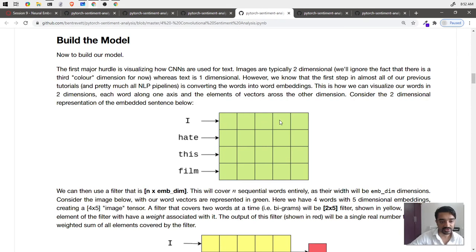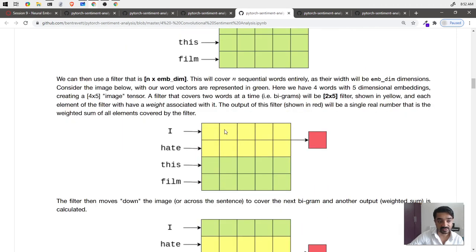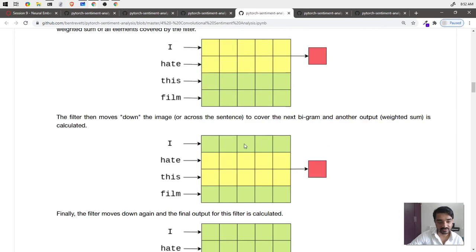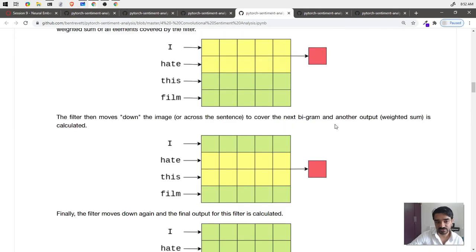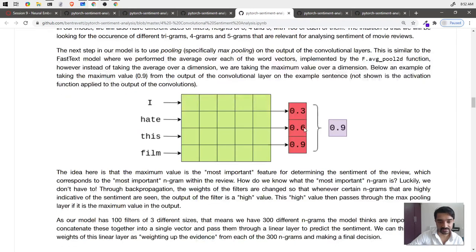So we have a 5-dimension vector for each of the words. Now we're going to think of the kernel as 5 cross 2. This kernel convolves on "I hate" and gives this output. Then it convolves on "hate this" and gives this output. And it convolves on "this film" and gives the output. So you have these three outputs together.